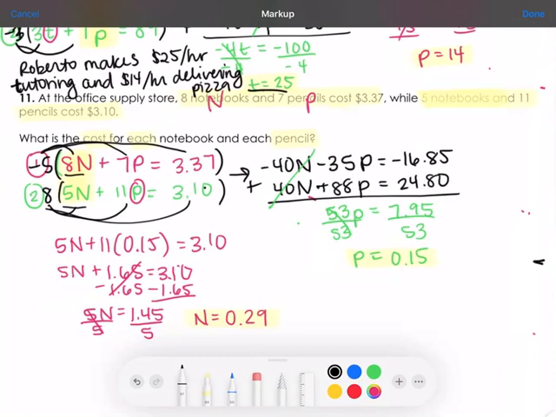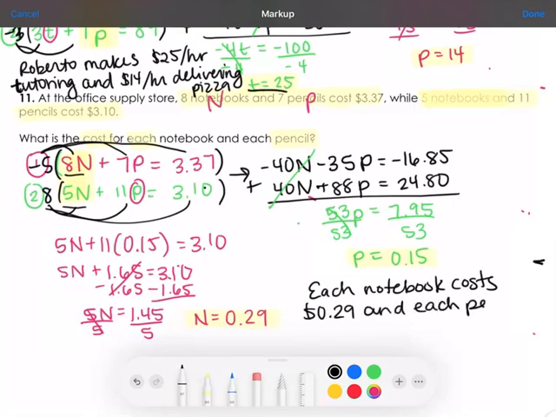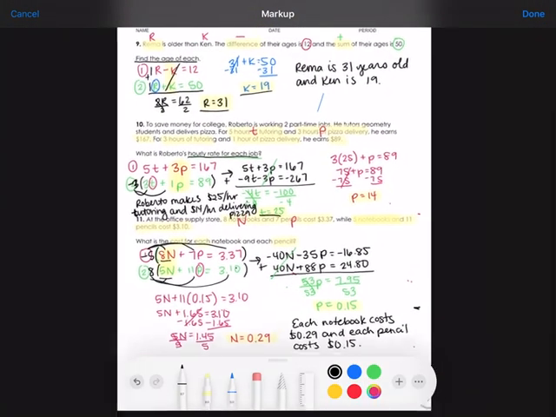So to answer this question, what is the cost for each notebook and each pencil? We can say each notebook costs $0.29, and each pencil costs $0.15. And that is it.